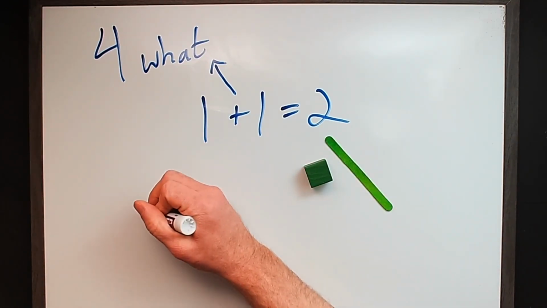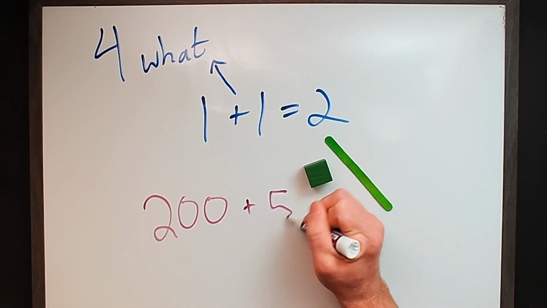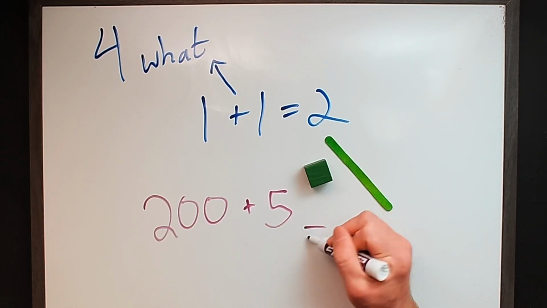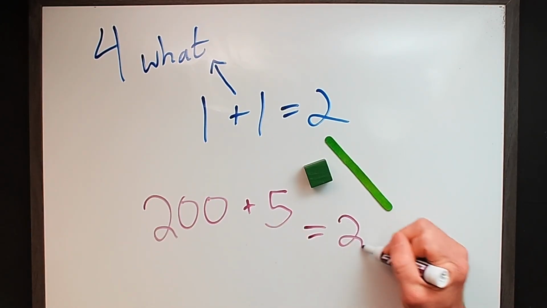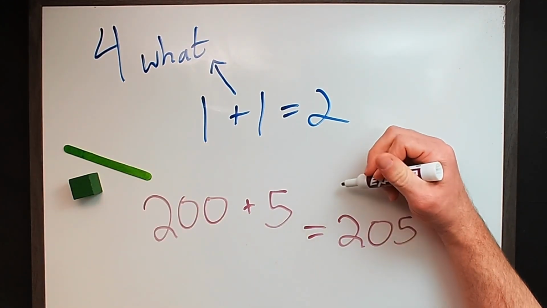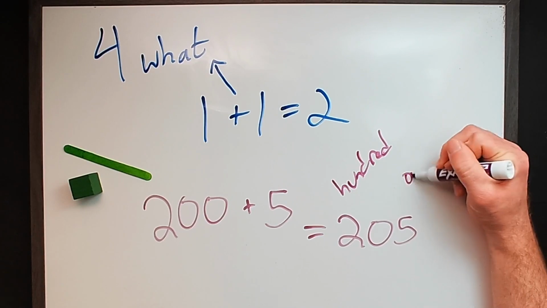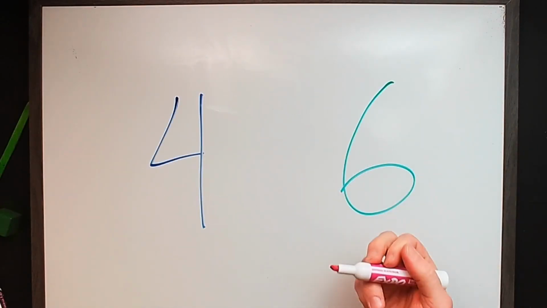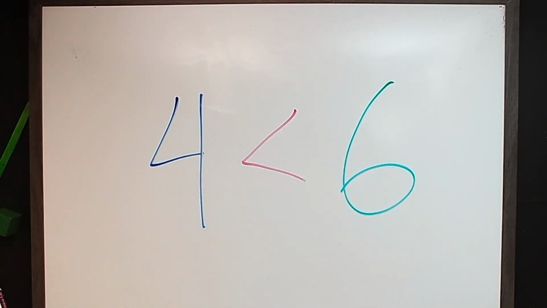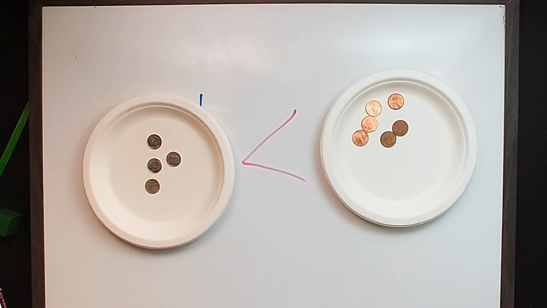If you're adding things of different place values, let's say 200 and 5, what do you get when you equal those out? You get 205. The numbers here are adjectives and the nouns are the places, where 5 would be the ones place. In a similar way, 4 is less than 6. That is, until you're talking about 4 dimes being less than 6 pennies. This is a place where context matters.